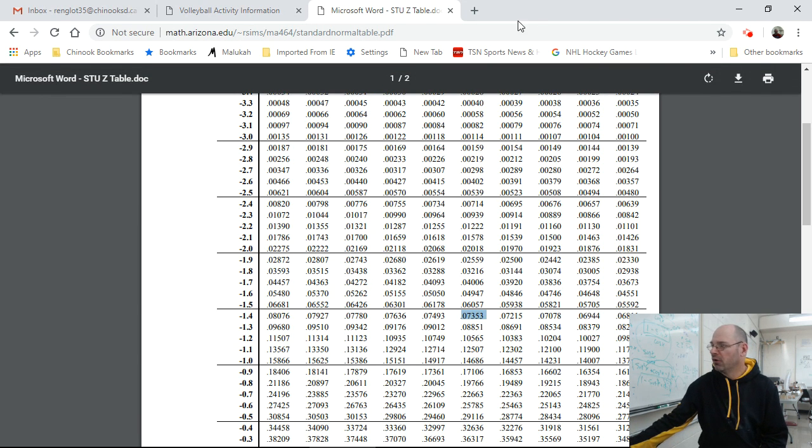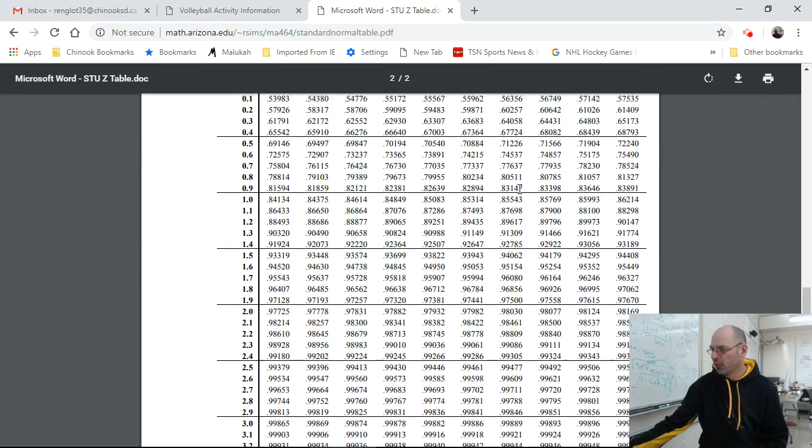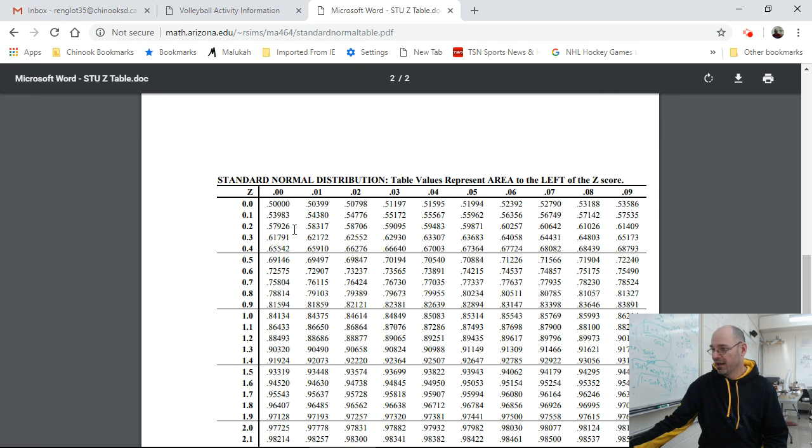Okay, so if we go down here, there's the positive set. So you can see 50% is right there, 0.00. That's right at the mean, right? 50% of the scores would be below the mean, and 50% would be above the mean. As you go farther and farther away, if you're one standard deviation away, it would be 1.00, and it'd be 84.134% of the data, 50 plus that extra whatever you have there.